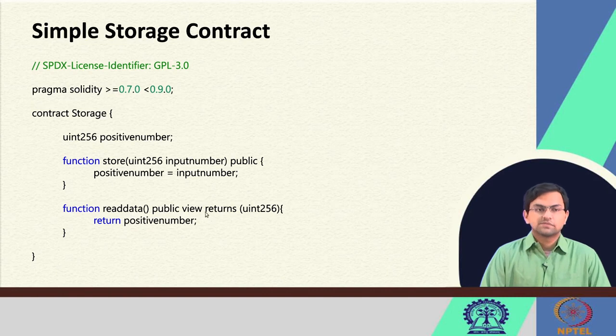But reading data, so the functions which are marked as views, do not require any gas, and this particular function returns a variable of type unsigned int 256. Inside the definition we see that there is only one line, return positive number.